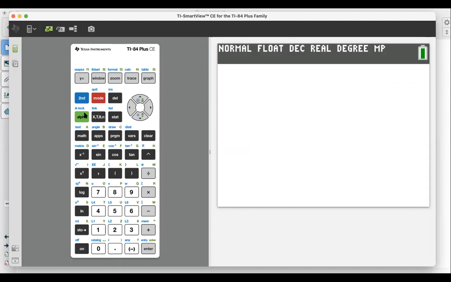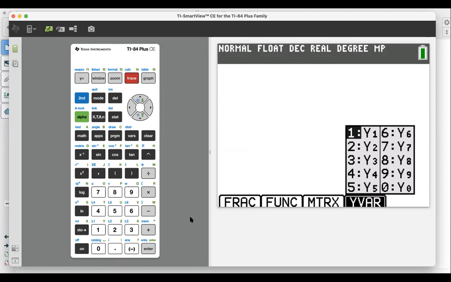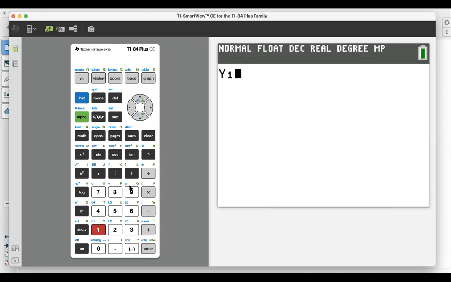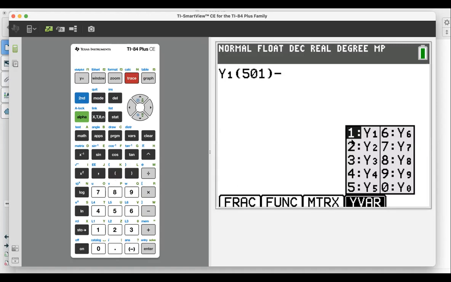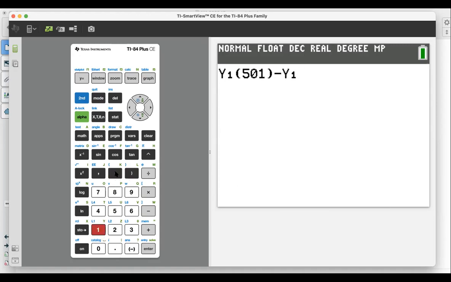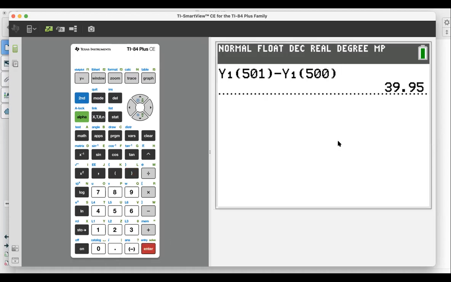How? I can press alpha trace. Alpha trace gets me this option. And then number 1, y sub 1, open parentheses 501. Okay? And then minus alpha trace y sub 1 right here, which is number 1, open parentheses, and 500. Okay, and then press enter, and that's my answer.